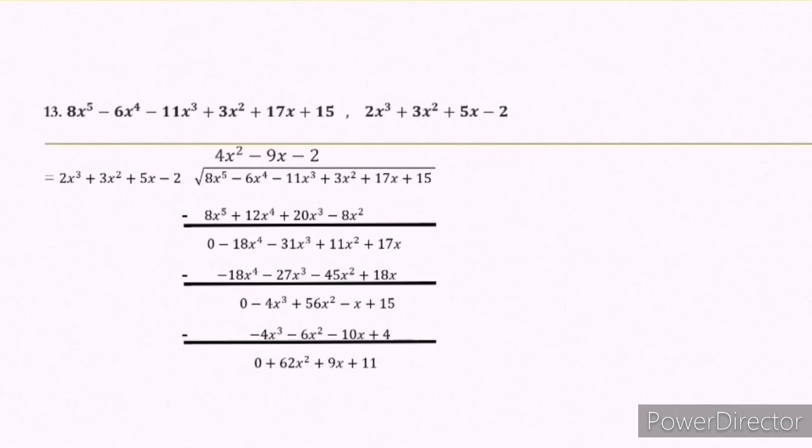Then 4x squared times 2x cubed is equal to 8x raised to 5. 4x squared times 3x squared is equal to 12x raised to 4. 4x squared times 5x is equal to 20x cubed. Then 4x squared times negative 2 is equal to negative 8x squared. Then subtract.